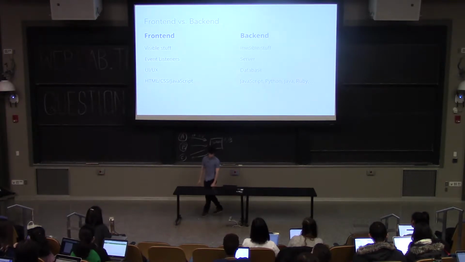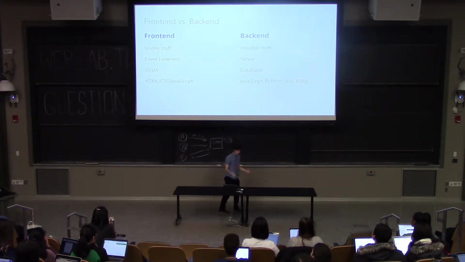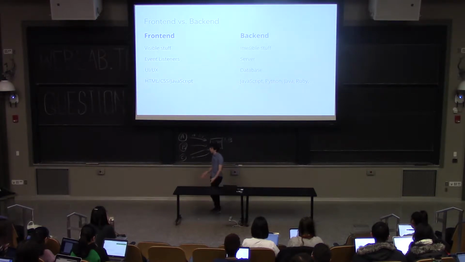Brief recap. Front end is going to be your visible stuff. You worked on some event listeners yesterday. That's part of the front end. User interface design, of course, the things clients are going to interact with. HTML, CSS, JavaScript is what this is coded in.